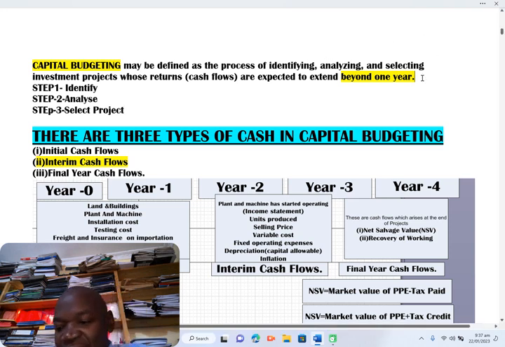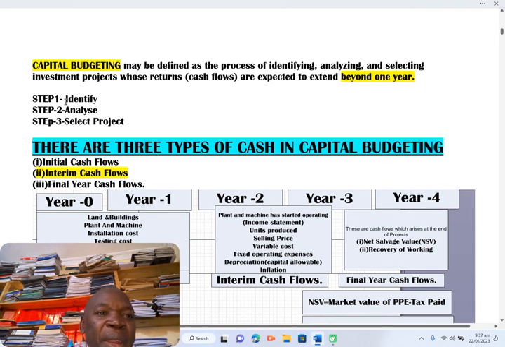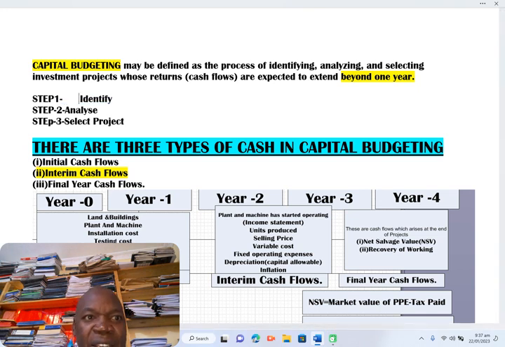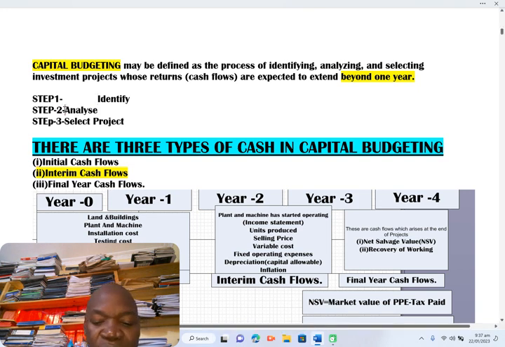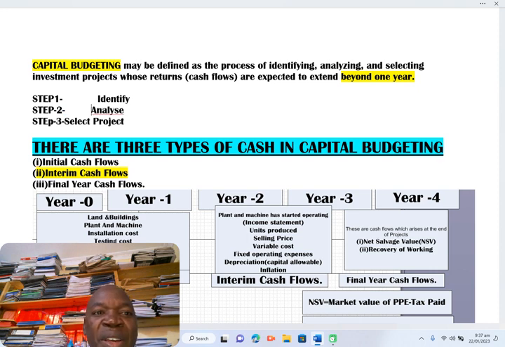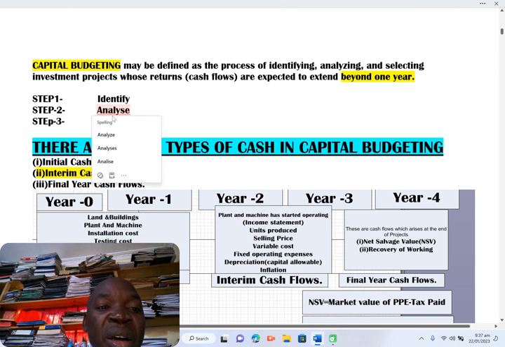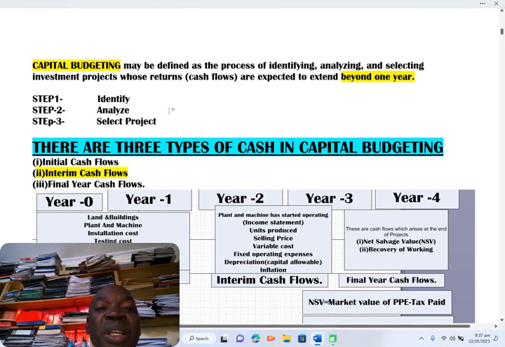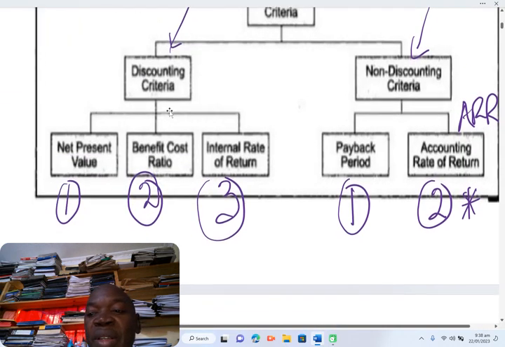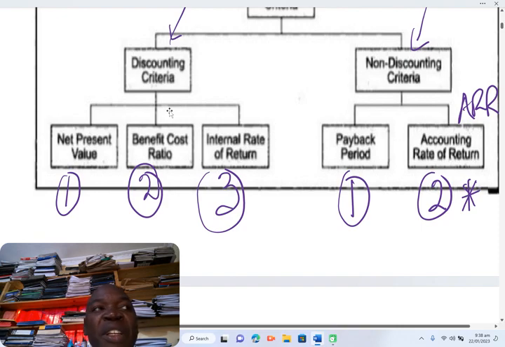Now from these steps, identifying does not need computation. You just identify which cash flow. It's paperwork. Analyzing also is paperwork. But selecting the project, that's where you need computation, and here you need to use these 5 methods which have been defined here.